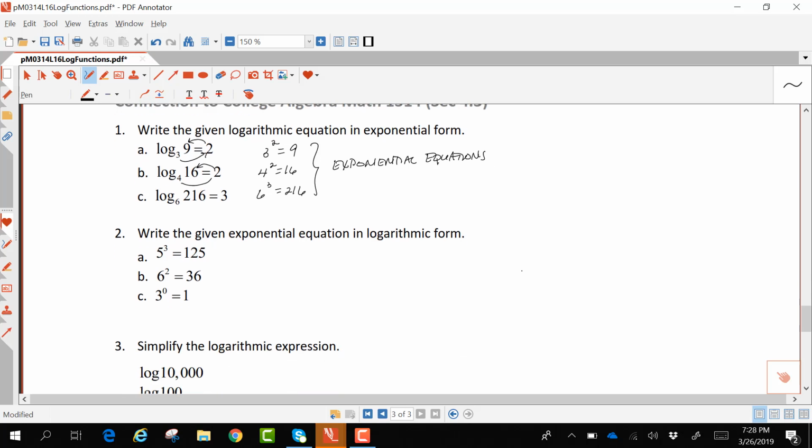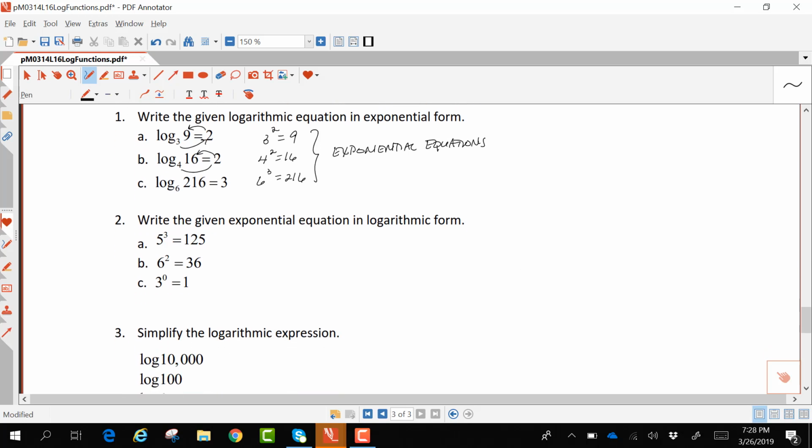In part 2, I do just the opposite. They give me an exponential equation and ask me to write it as a logarithmic equation. The base is 5, so my logarithm will also have a base of 5. So this would be rewritten as log base 5 to the power of 3 equals 125. Really, log base 5 of 125 equals 3.